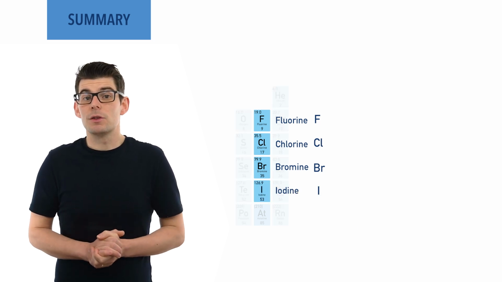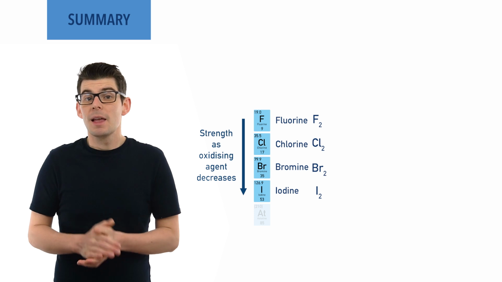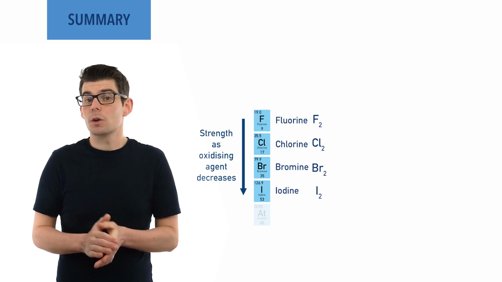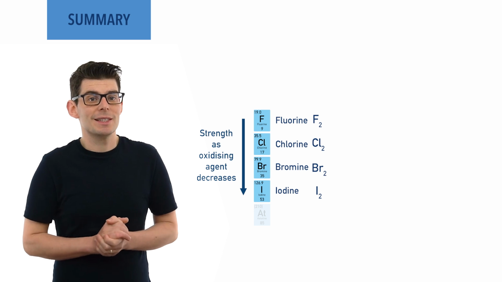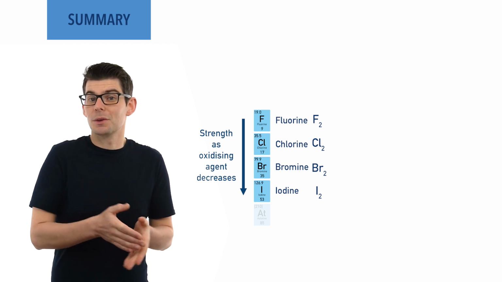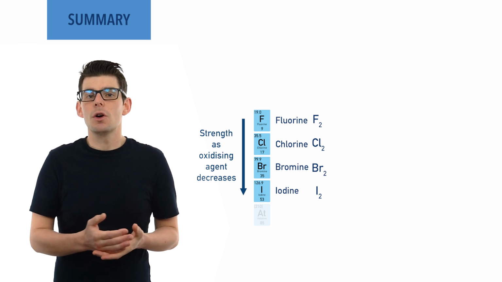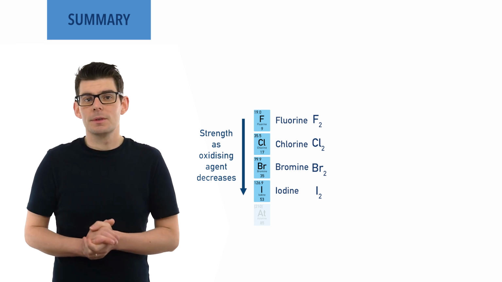The ability of halogens to act as oxidizing agents decreases down the group. An oxidizing agent is something that causes another species to be oxidized by gaining electrons itself. As it gets harder for the atoms to gain electrons as you go down the group, it means they are less able to oxidize something else, meaning they become weaker oxidizing agents.